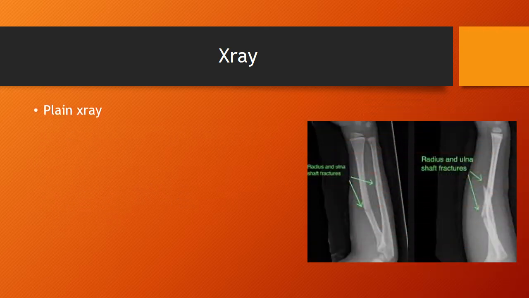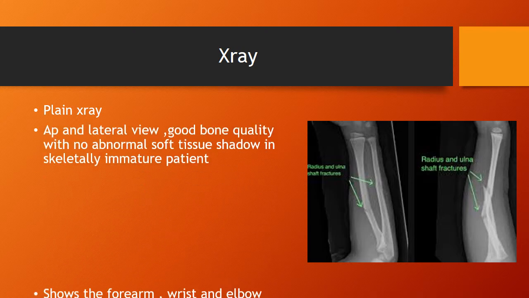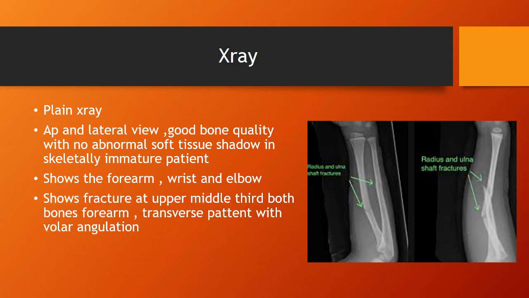Another photo. This is the plain X-ray, anteroposterior and lateral view, of course, of a skeletally immature patient with the forearm, wrist, and elbow. You can see the fracture almost in the upper middle third, with the presence of volar angulation as displacement.